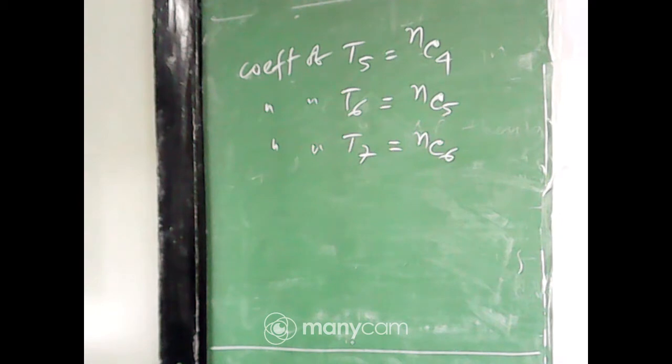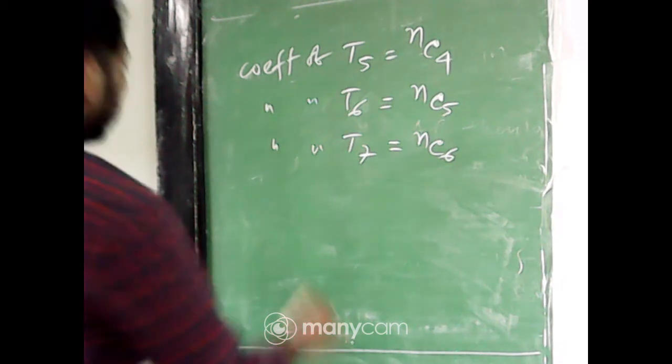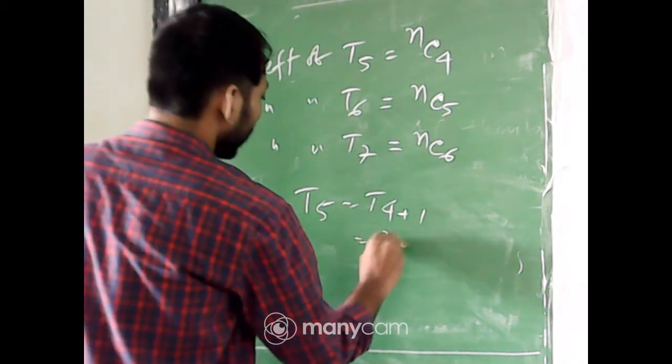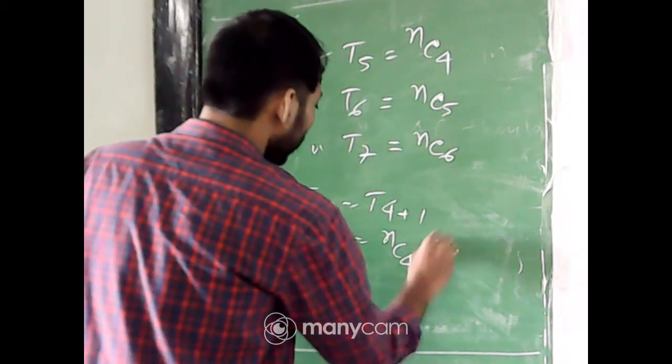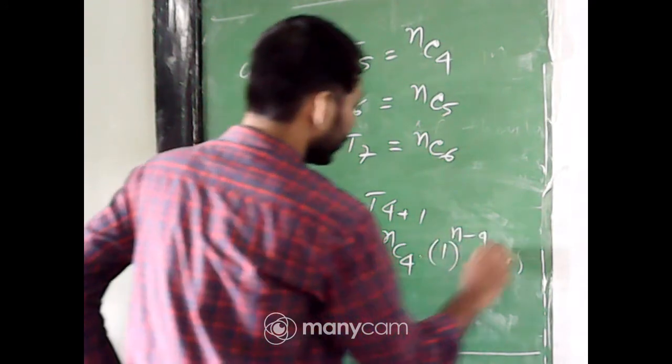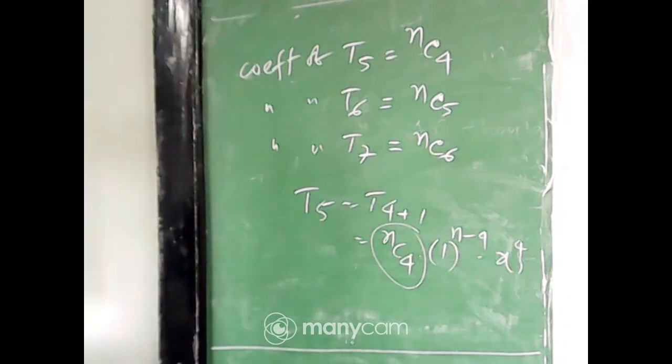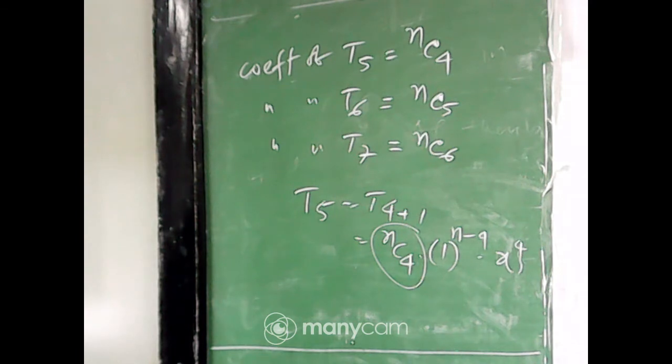Okay. Do you agree with me? T5 means T4 plus 1, that is nC4 into 1 to the power n minus 4 into x to the power 4. So the coefficient is only nC4. Okay. Any queries? Any question? Any queries?